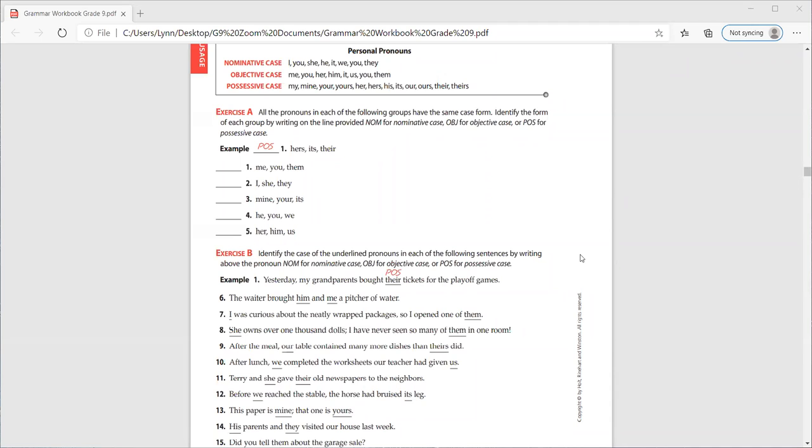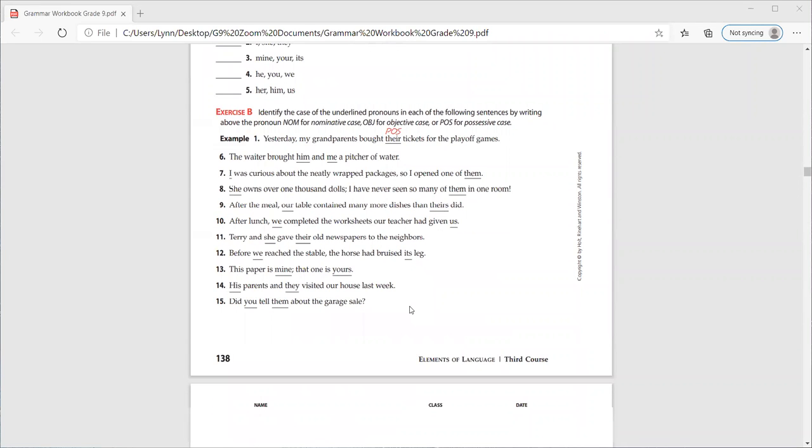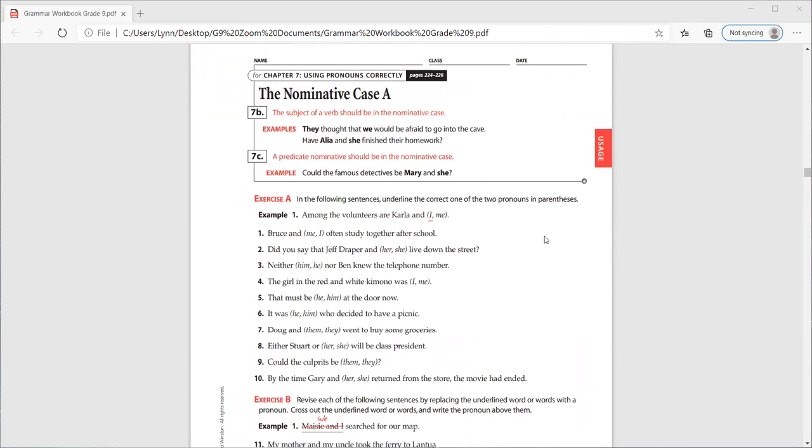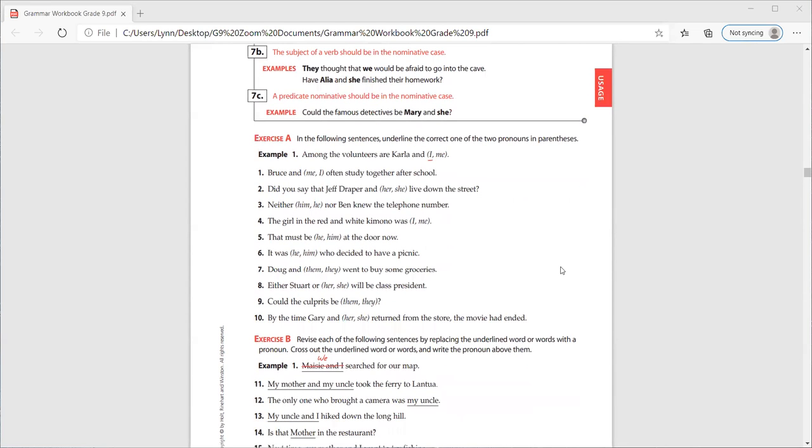Okay, on page 139, the nominative case. The subject of a verb should be in the nominative case. Examples. They thought that we would be afraid to go into the cave. Have Alia and she finished their homework? A predicate nominative should be in the nominative case. Example. Could the famous detectives be Mary and she? So in exercise A, you're going to underline the correct one of the two pronouns in parentheses.